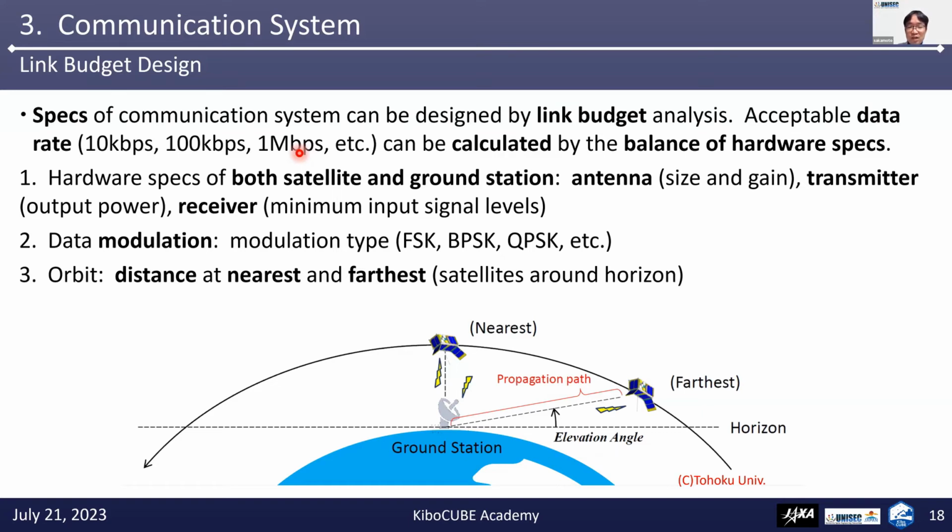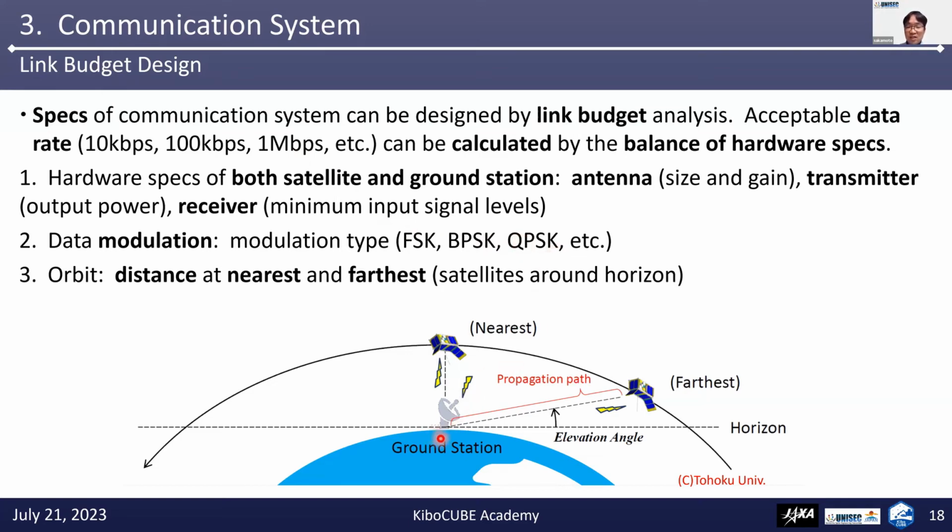But firstly, we need to decide the required hardware specs for both the satellite and the ground station. And the data modulation type will change the acceptable noise levels. The famous modulation types are FSK, BPSK, QPSK, etc.